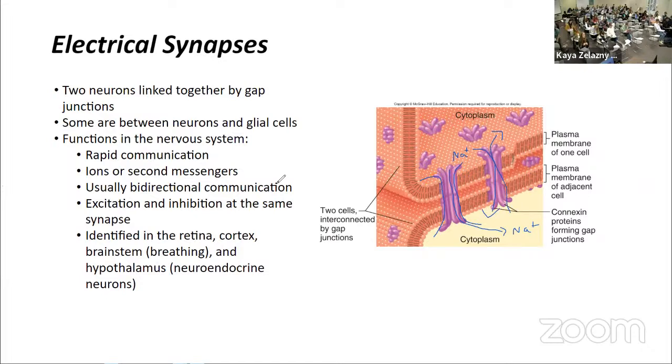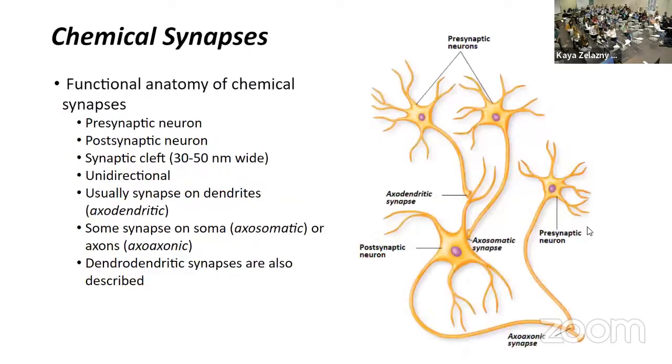Places you tend to see electrical synapses are places where you want really fast signaling, really fast communication. So the retina in your eye, you'll see some electrical synapses. The cortex of your brain stem, specifically parts responsible for breathing, and the hypothalamus, which is related basically to your hormones. Okay, so some of those places you'll see electrical synapses. But for the rest of this course, what we're really going to be focusing on are our chemical synapses.